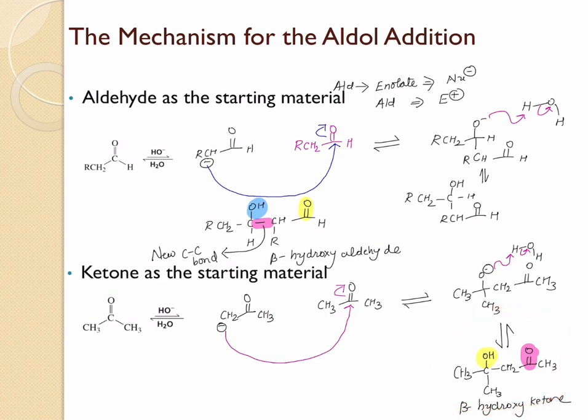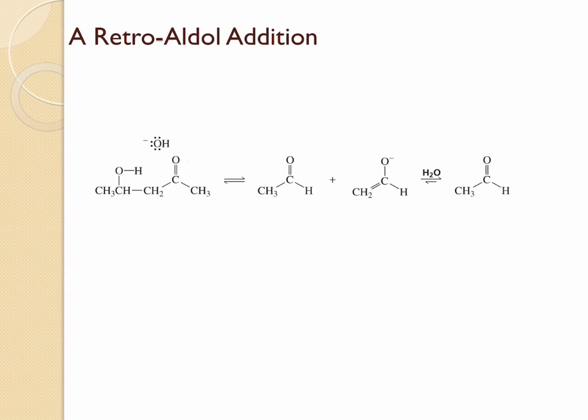Which means you have to remove the product from the reaction as and when it is formed. The aldol addition product, that is beta hydroxyaldehyde or ketone, when heated in the presence of hydroxide ion, is going to give us back the original aldehyde or ketone that we started with. This reaction where it gives back the aldehydes or ketones that we started with is called a retro-aldol addition reaction, where the meaning of retro is backwards.